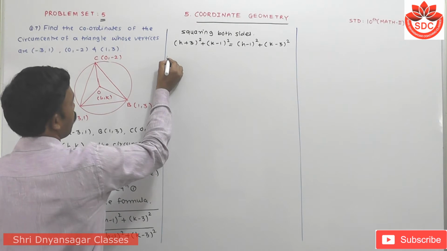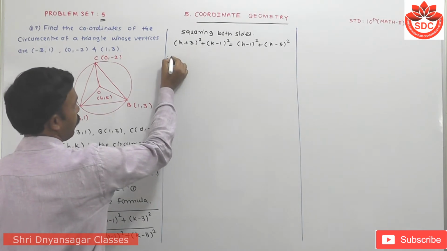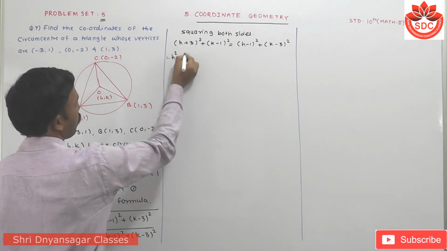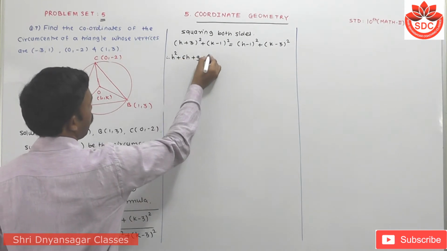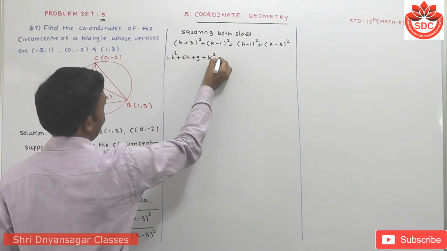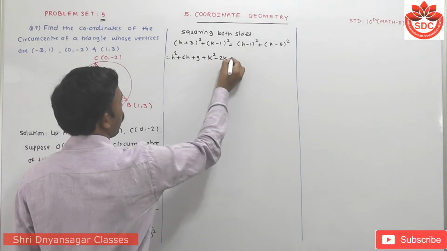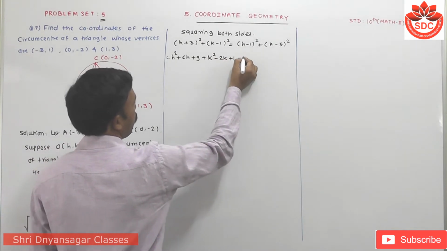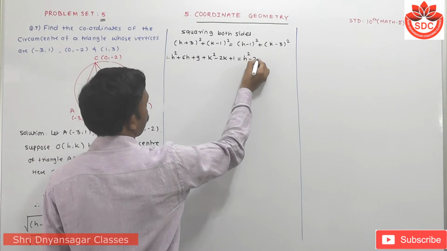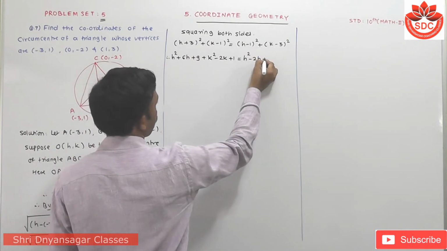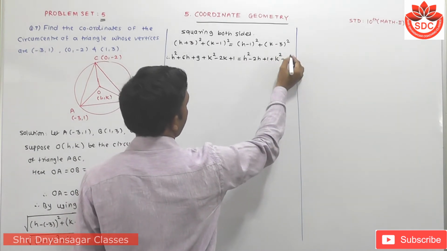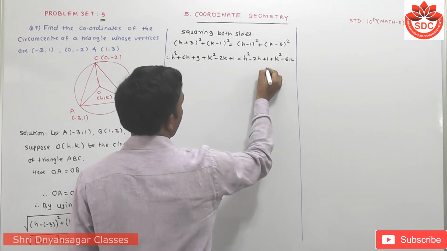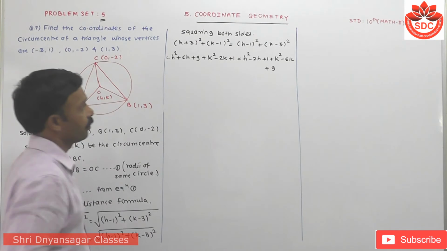Then student, squaring by using the identity (a + b) whole square, a square plus twice ab, we get h square plus 6h plus 3 square, which is 9. Here is k square minus twice k plus 1. Here is h square minus twice h plus 1 plus k square minus 6k plus 9.